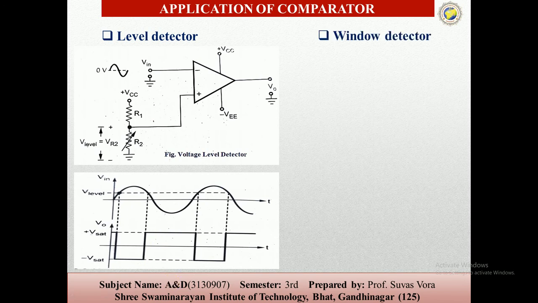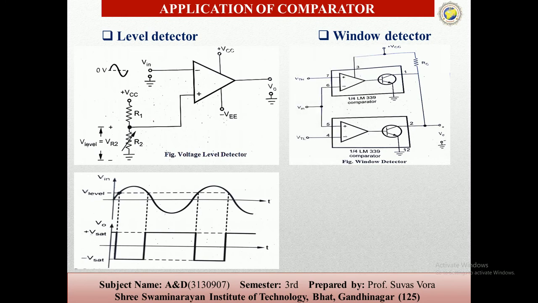Now the next one is the window detectors. A window detector circuit detects when the unknown voltage falls within a specific voltage band or window, and it is also called a window comparator. So this is the circuit. It consists of two comparators and two reference voltages, VTL and VTH, lower and higher.